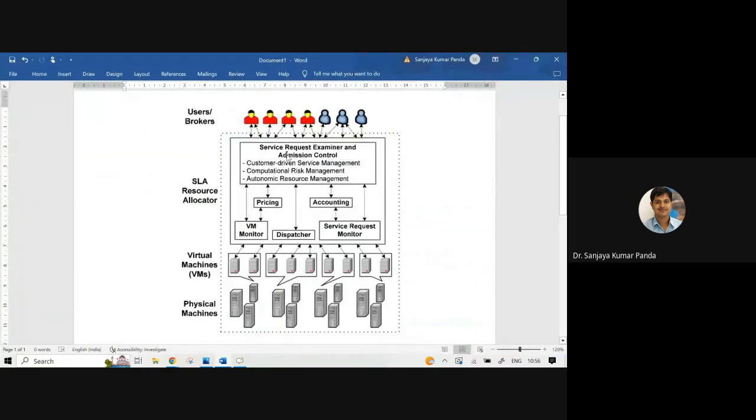So under the service request examiner, there are different types of management we have. There are 3 different managements you can look at here. One is called customer driven service management.